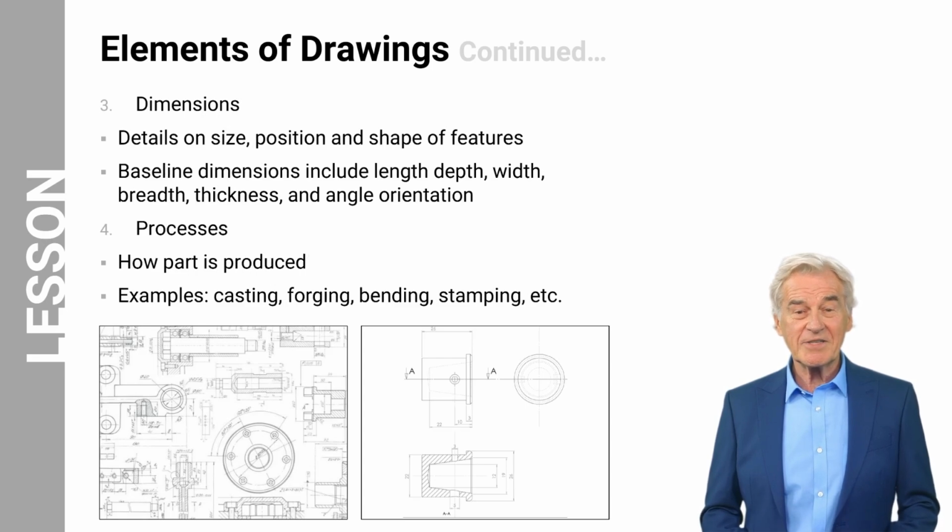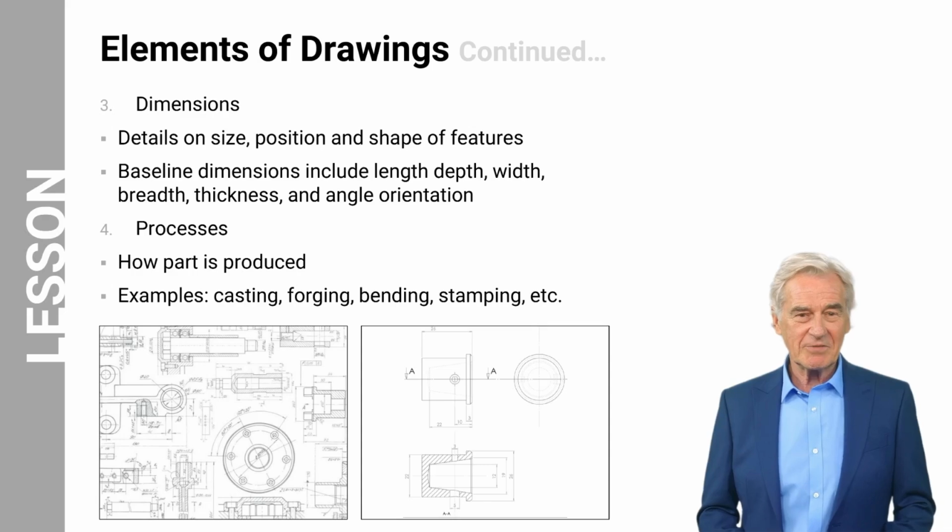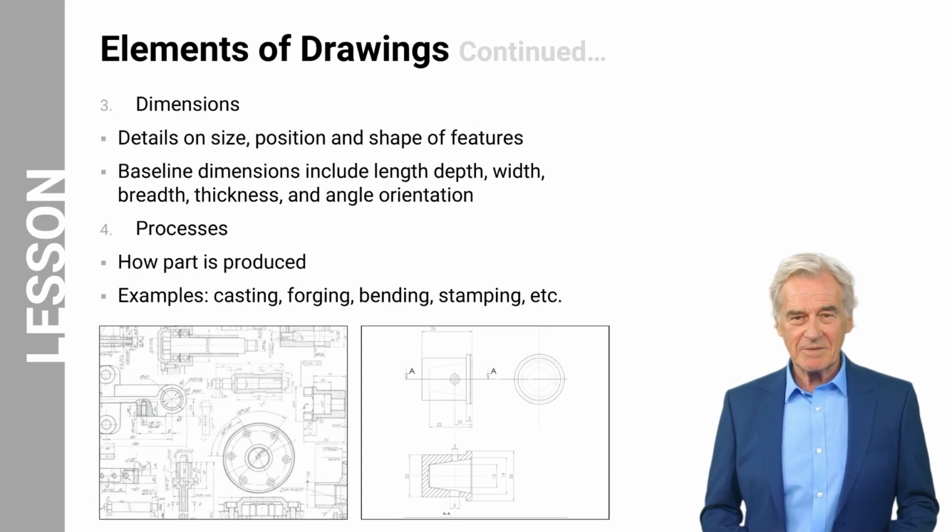Dimensions provide details of the size, position, and shape of features. They can also detail information on how to assemble parts. Baseline dimensions are those that provide basic measurements of a part. These include length, depth, width, breadth, thickness, and angle orientation. Processes provide information on how each part is produced and is represented by symbols and notes. Processes include casting, forging, bending, stamping, etc.